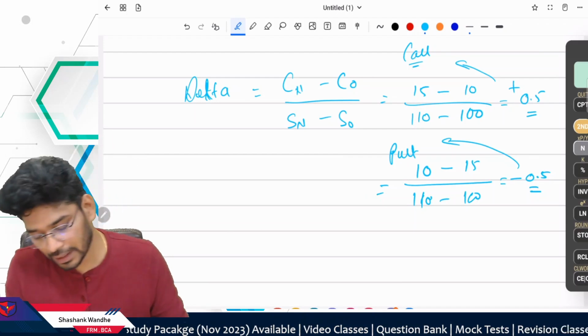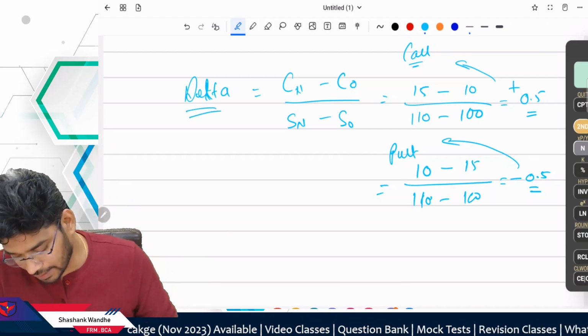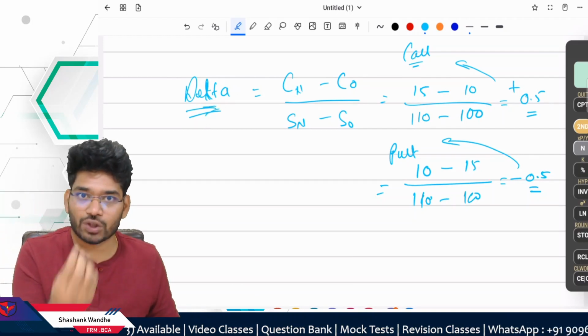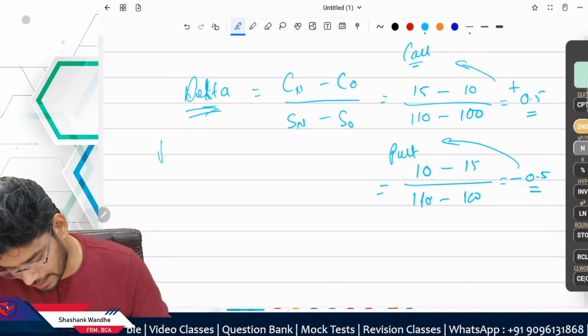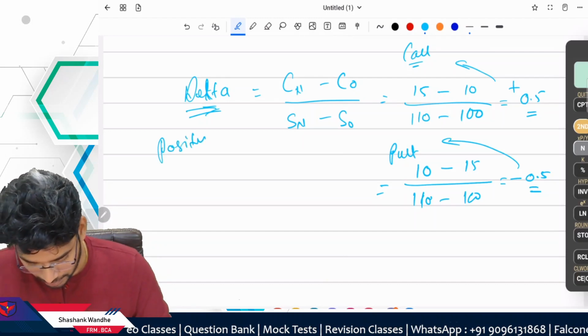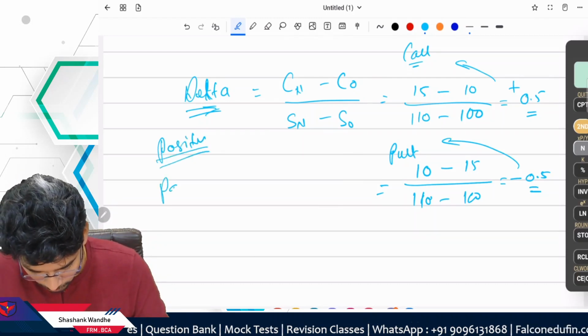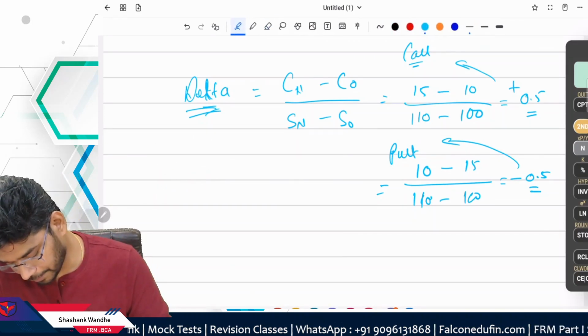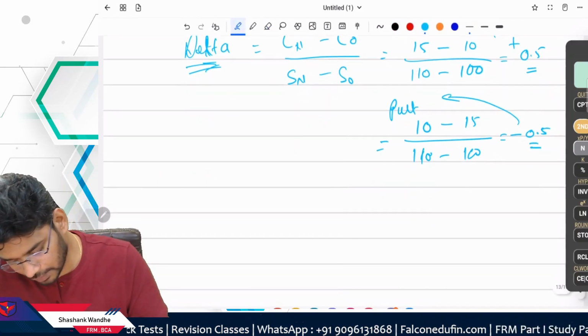Very simple. Now here, this is delta. Delta simply means, for the individual option, what is the delta? Then there is position delta. Then there is portfolio delta. Okay. Now what are position delta and portfolio delta? Simple.